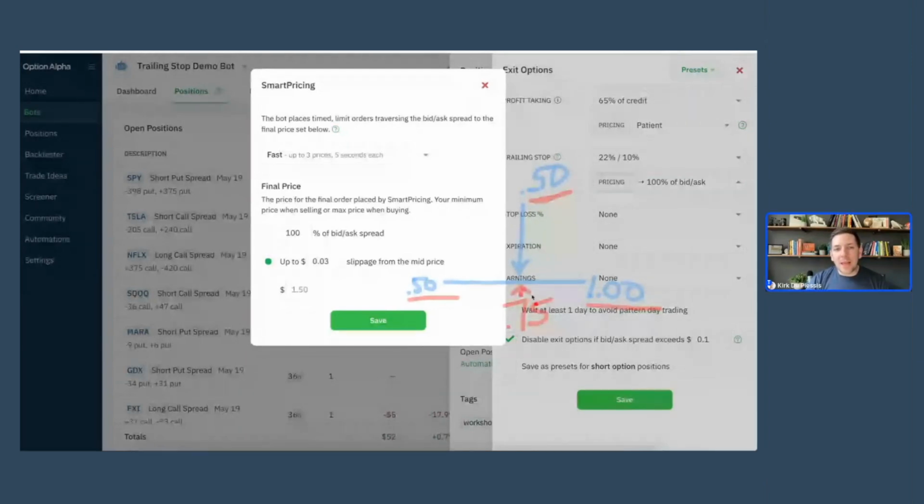If I told the bot that it could do 100% of the bid-ask spread, I gave it the full range of choices, all the way, either way, up or down. If I told the bot that it could only do 3 cents from the mid price, my new ranges are what? It would go 3 cents this way to 72, and it would go 3 cents this way to 78. That's it. So what it's going to do now is that even if the spread widens to 50 cents wide, it stays right in that range.